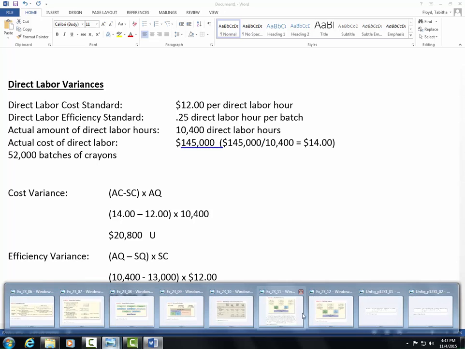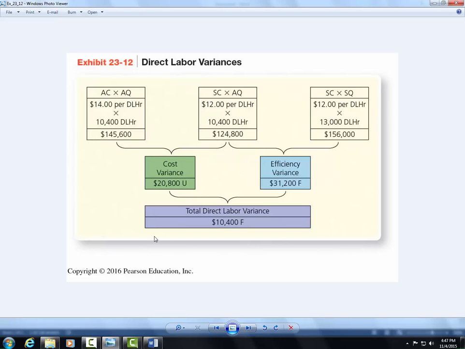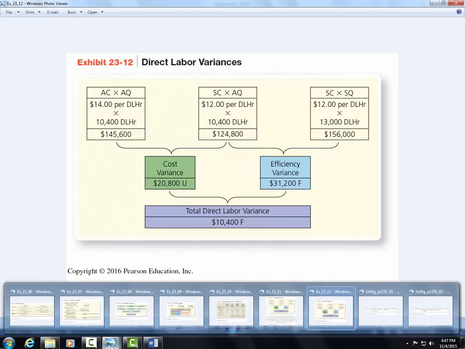Let me see if there's anything else. Okay, and then you could do it the way I worked it out, or you could set it up in these three columns again. Again, for the cost variance and the efficiency variance, you'll get the same dollar amount that I did. So whichever makes the most sense for you.